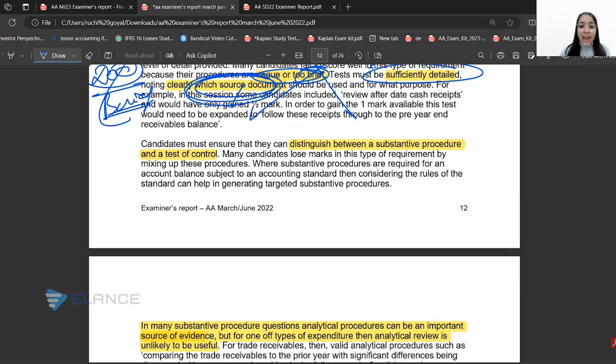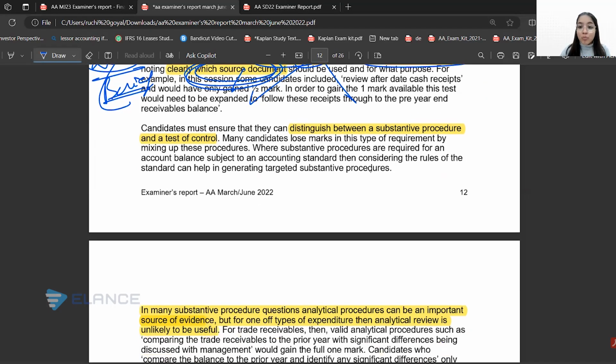Now, everybody needs to be attentive to understand the difference between substantive procedure and test of control. Ma'am, you told the same things for the test of control, the risk and the substantive procedure, right? But how can you distinguish? Because there I am thinking from the entity's perspective, right? I told you, right?